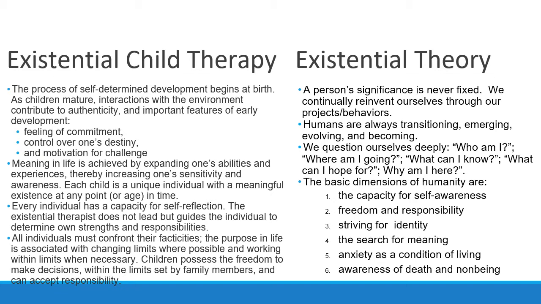So the process of development begins at birth. We know that about children. Research has shown that. And as children grow and mature, their interactions with their environments contribute to how authentic they are, their authentic self. And there are important features early in development, that feeling of commitment, control over one's destiny, and motivation for challenge and for change. So how children interact with their environments and how their environments help shape that authenticity and those feelings of commitment, control, and challenge.